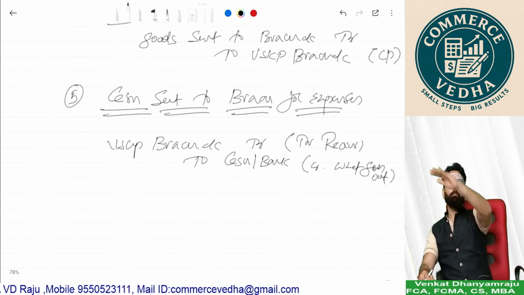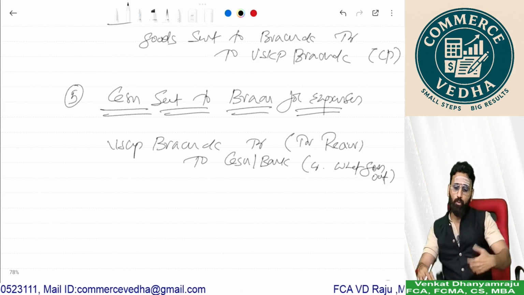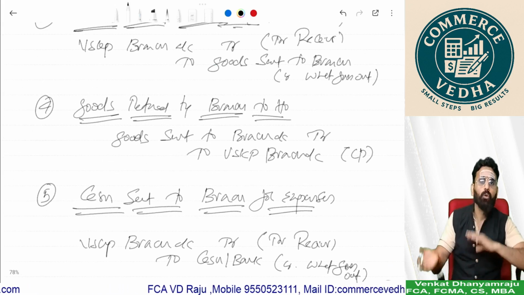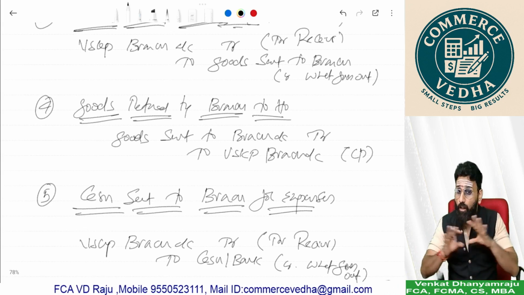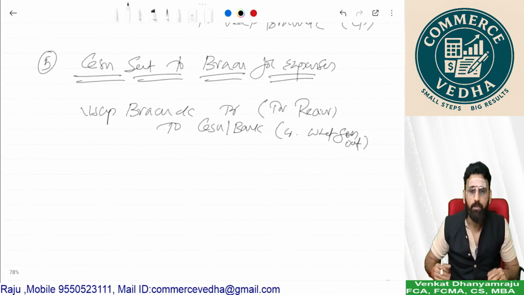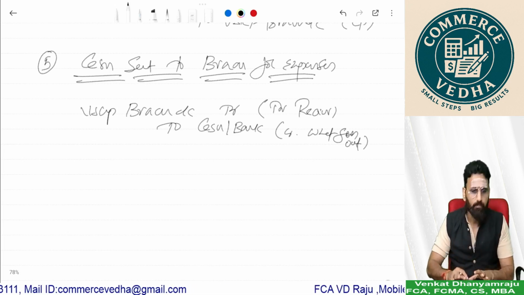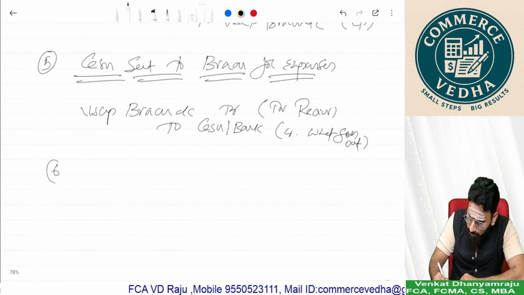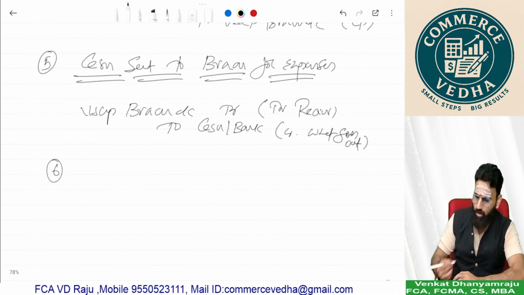So first transaction record the assets, branch to branch assets. Record the liabilities, branch liabilities to branch. Then goods sent to branch to goods sent to branch. Returns, goods sent to branch, all are at cost price. And cash sent to branch to cash.